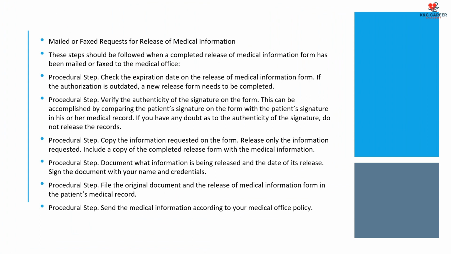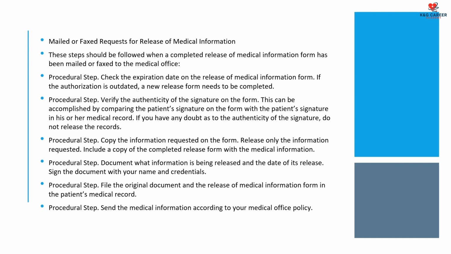These steps should be followed when a completed release of medical information form has been mailed or faxed to the medical office. Procedural step. Check the expiration date on the release of medical information form. If the authorization is outdated, a new release form needs to be completed. Procedural step. Verify the authenticity of the signature on the form. This can be accomplished by comparing the patient's signature on the form with the patient's signature in his or her medical record. If you have any doubt as to the authenticity of the signature, do not release the records.